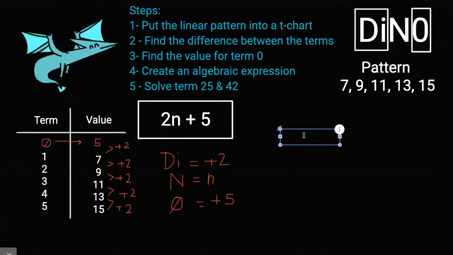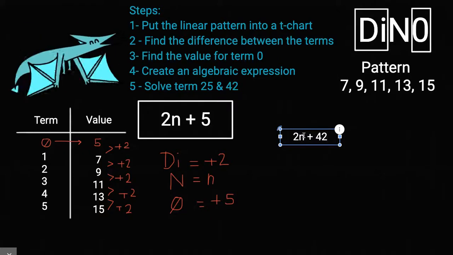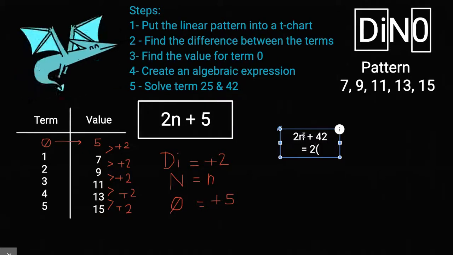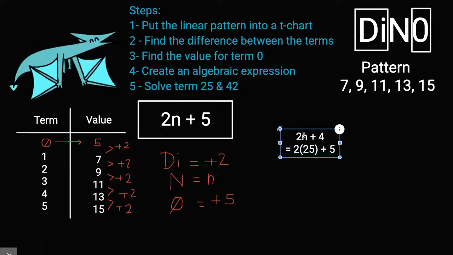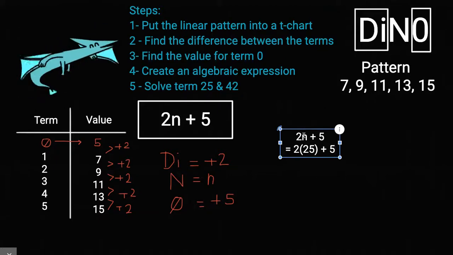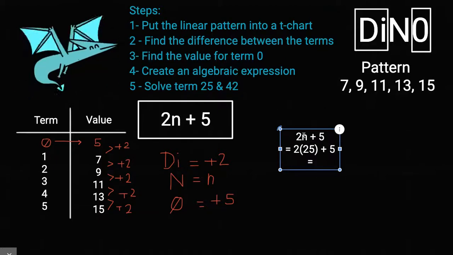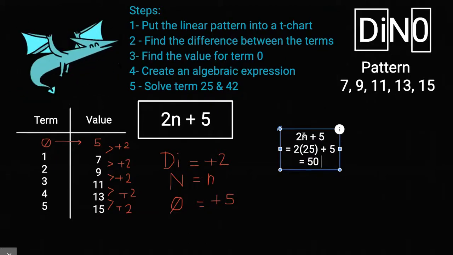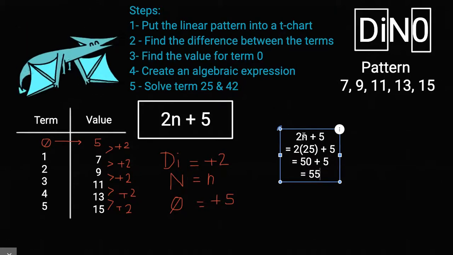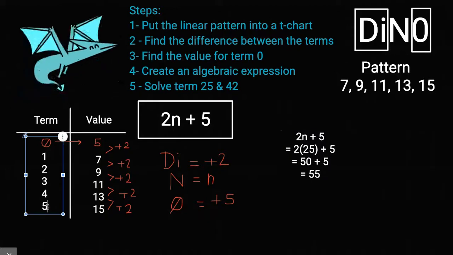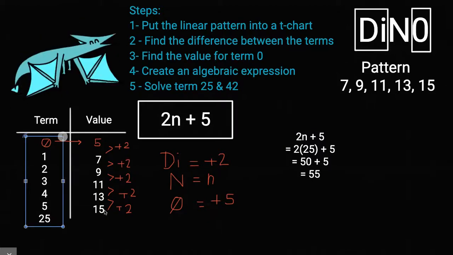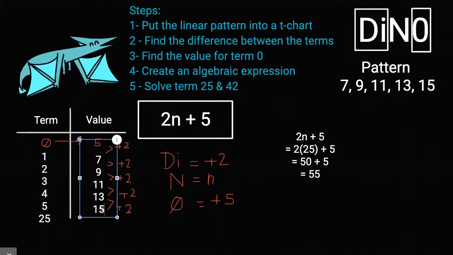I have asked you to find term 25 and 42. So I start with my algebraic expression, 2n plus 5. I replace the variable by the term I am looking for, so 2 times 25 plus 5. Okay, so 2 times 25 is 50, plus 5 is equal to 55. And what that means is that when my term is 25, my value is 55.